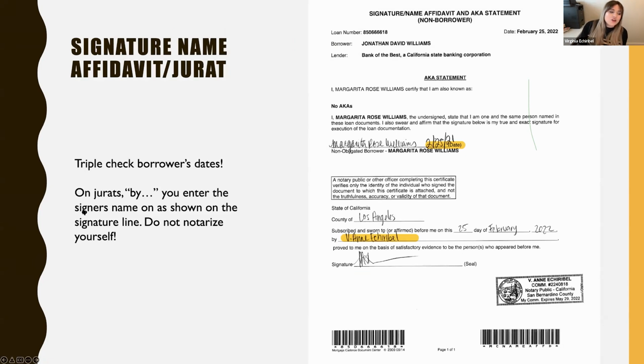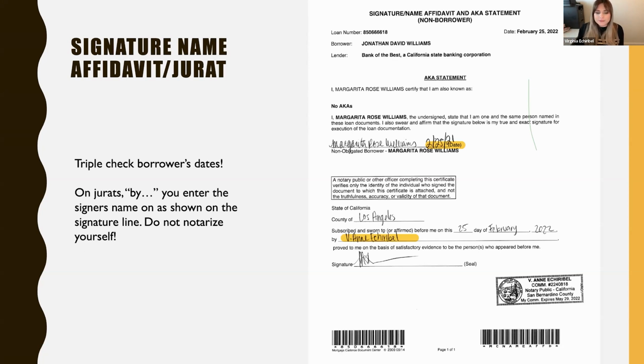So again, this is another super common error that we have nearly every day for one particular lender. So you want to know the difference between an acknowledgement notarization and a jurat notarization. And typically on jurats, where it says by, you always put the signer's name as appears on the signature line of the document, and you very rarely put your name. You mostly just sign and stamp it.